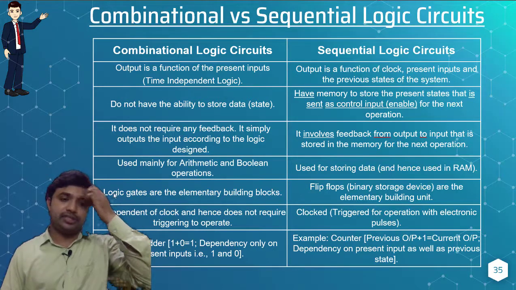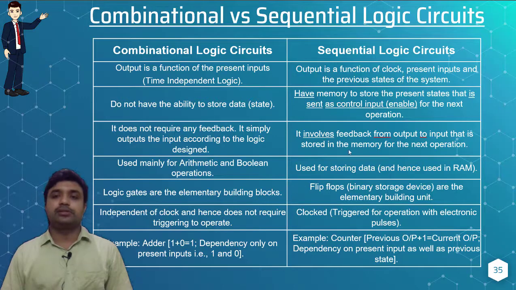The next difference is that logic gates are the elementary building blocks of combinational logic circuits, and for sequential logic circuits, flip-flops are the elementary building blocks. Combinational logic circuits are independent of the clock and hence do not require triggering to operate. They are independent of the clock signal, and that is why they do not require any triggering operation. Whereas in sequential logic circuits, clocked operations are acceptable.